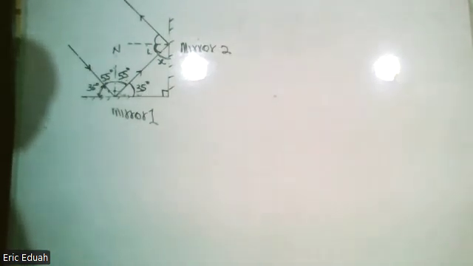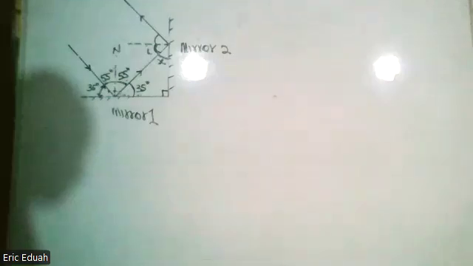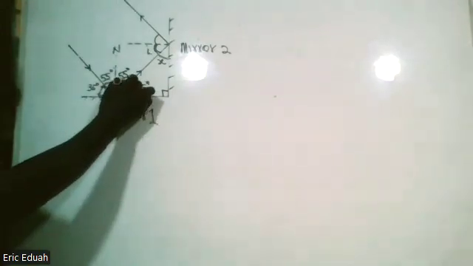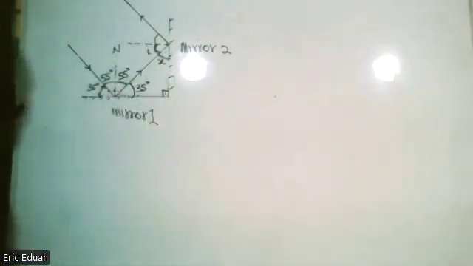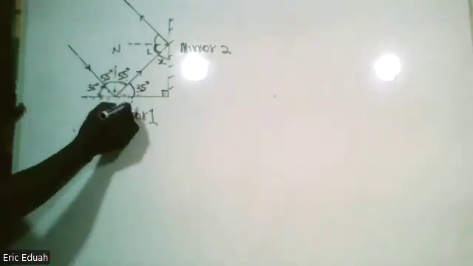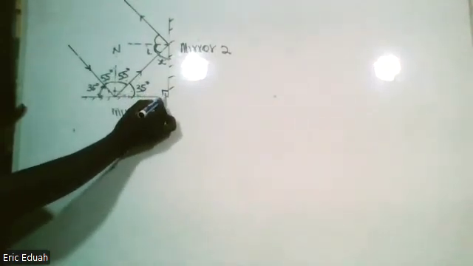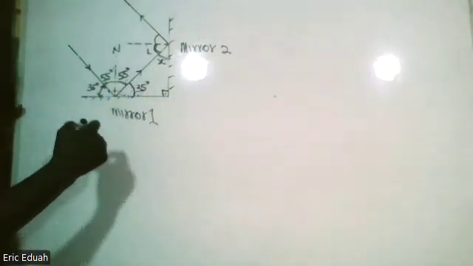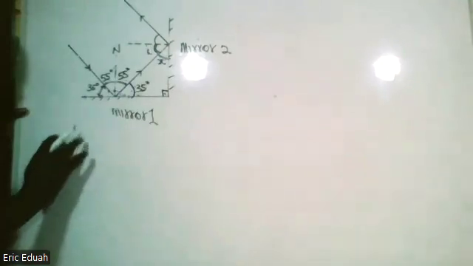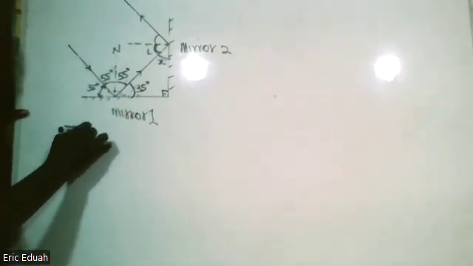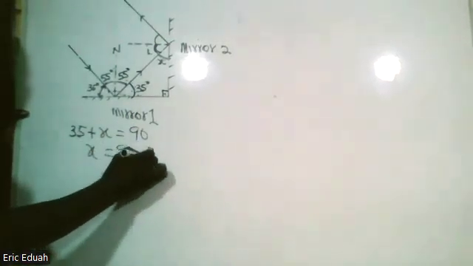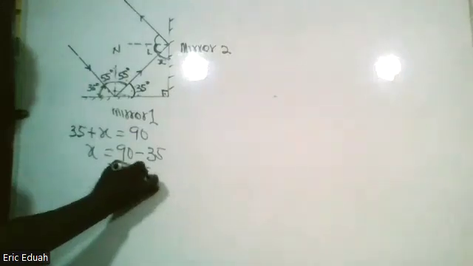I got 55 degrees. It should be 55. You have a right angle triangle. This is 35, this is 90. What is X? Once this is 90, these two must also sum up to 90, because the sum of angles in a triangle is 180. So 35 plus X is equal to 90. Therefore, X is equal to 90 minus 35. This must be 55 degrees.